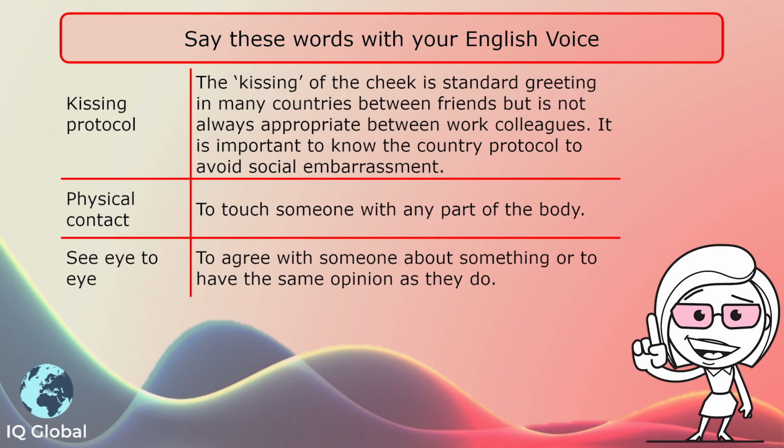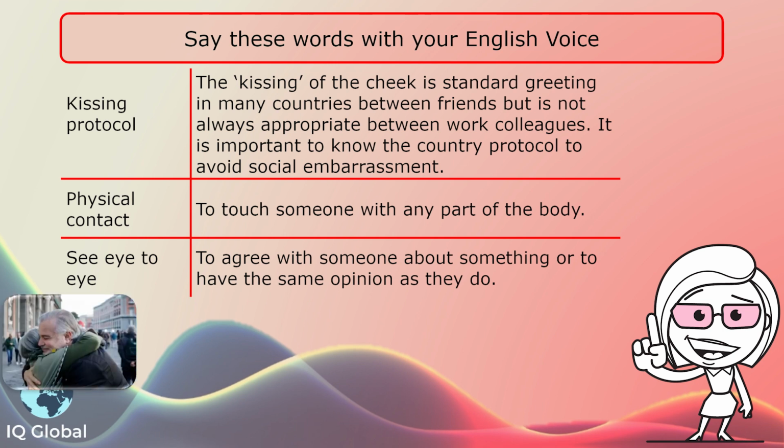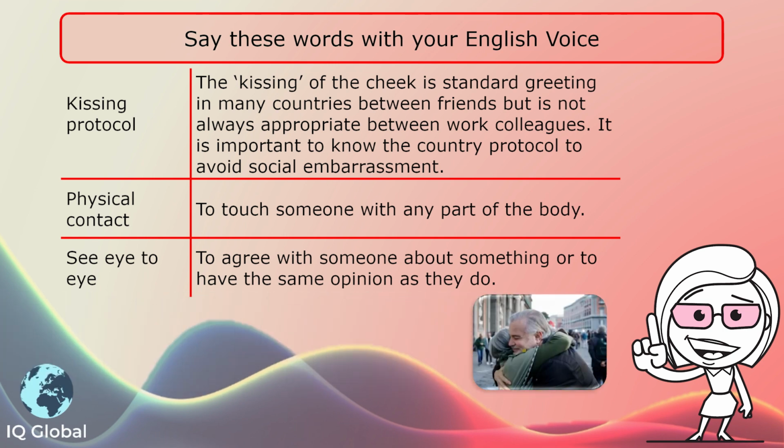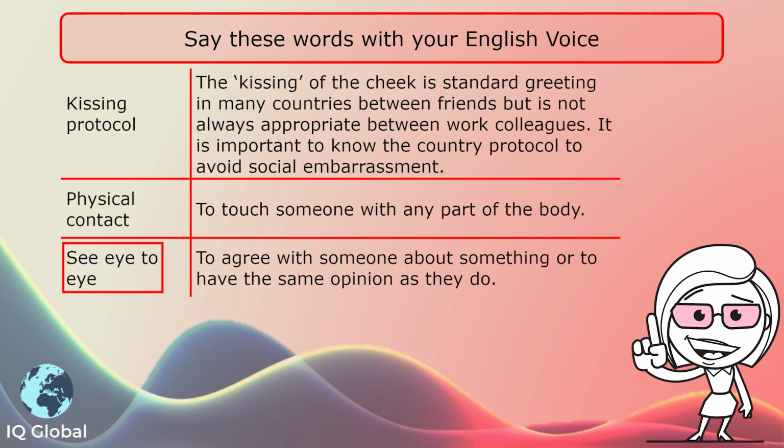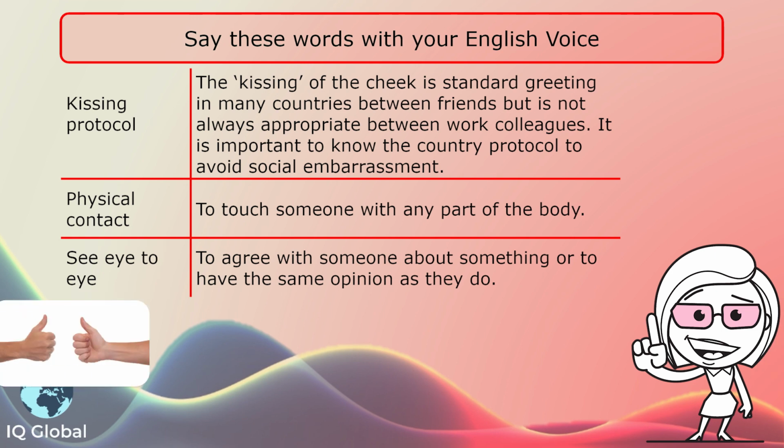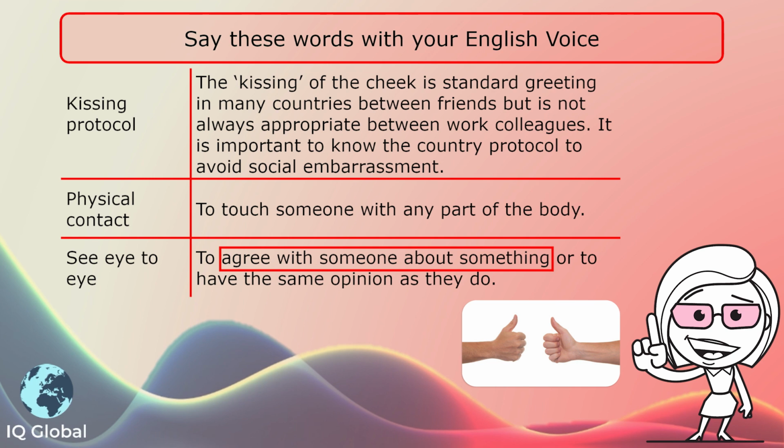Physical contact. This is literally to just touch someone, maybe like a fist bump, with any part of the body. It could be a handshake, a pat on the shoulder, a hug. This is physical contact. To see eye to eye. This just means to agree with someone about something or to have the same opinion as they do.